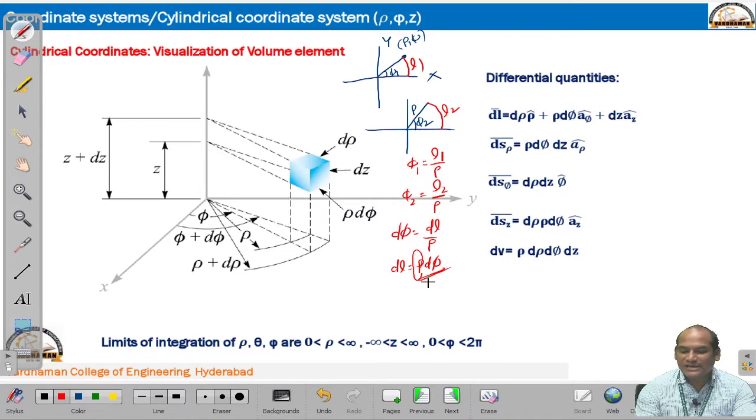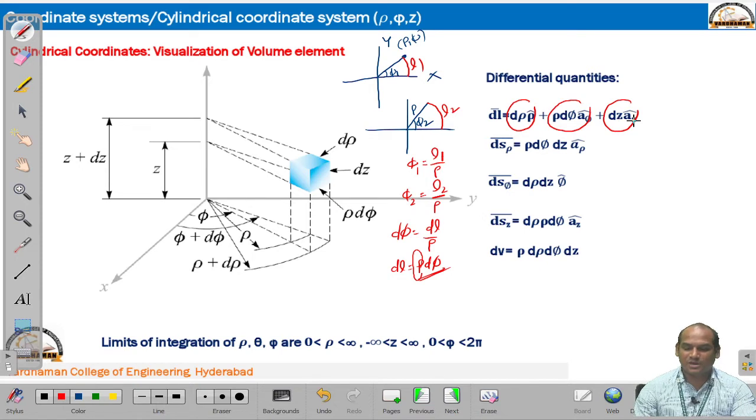And the third one, z is the distance, so simply if you travel in the z direction, dz is the differential length we will get. So, if you have a change in rho, d rho a rho cap; if you have a change in phi, rho d phi a phi cap; if you have a change in z, dz az cap. The total differential length is d rho a rho plus rho d phi a phi plus dz az.